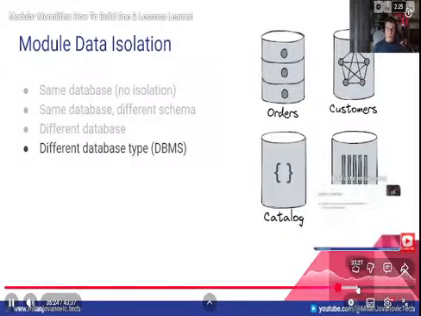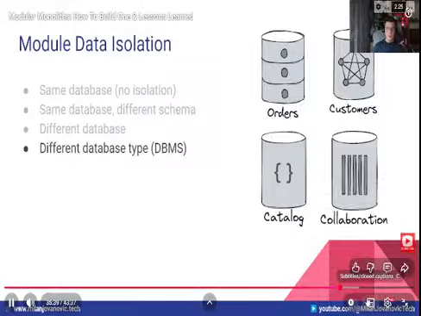So let's say for the order module, we want that relational guarantees and joins, so we opted for a SQL database. Now for the catalog module, where we are dealing with products and product information and a lot of unstructured data, we want to use maybe a document database. For the customers module, where we have a lot of relationships between customers, we opted for a graph database. And for collaboration, for some reason, just to make this slide look better probably, we used a column store database.